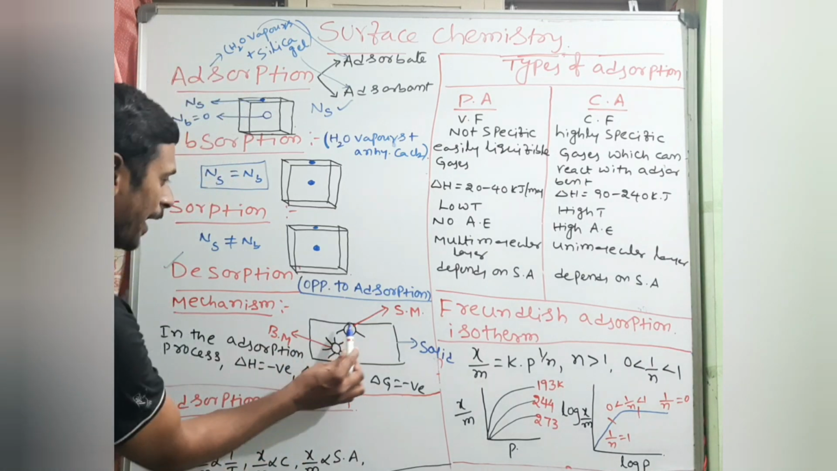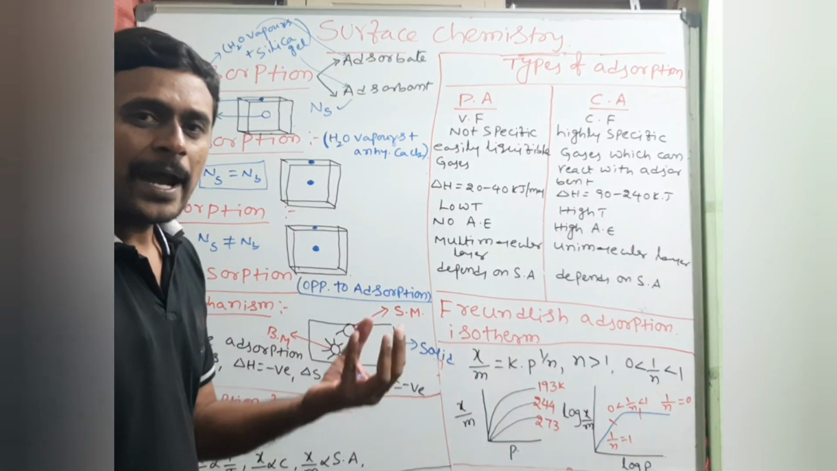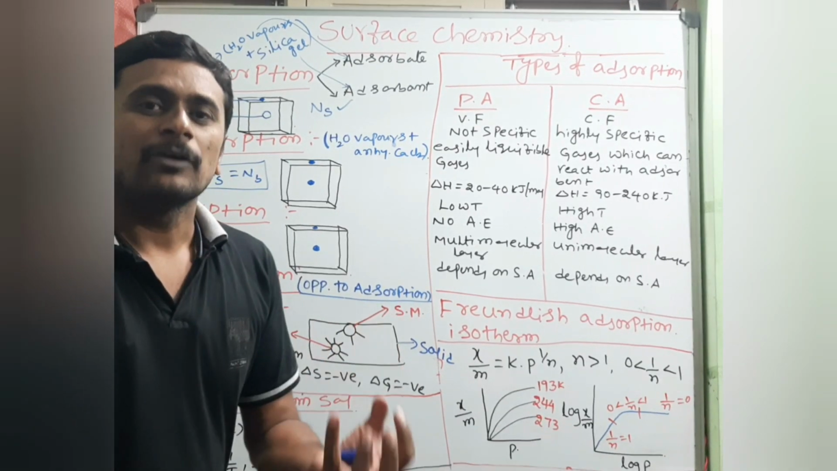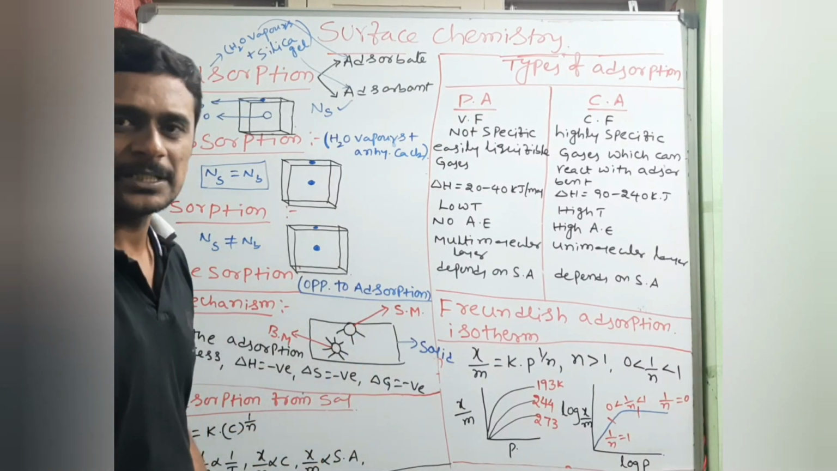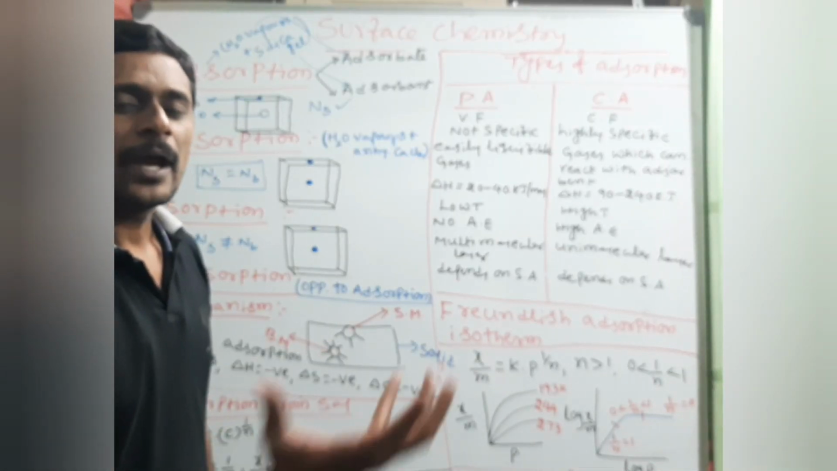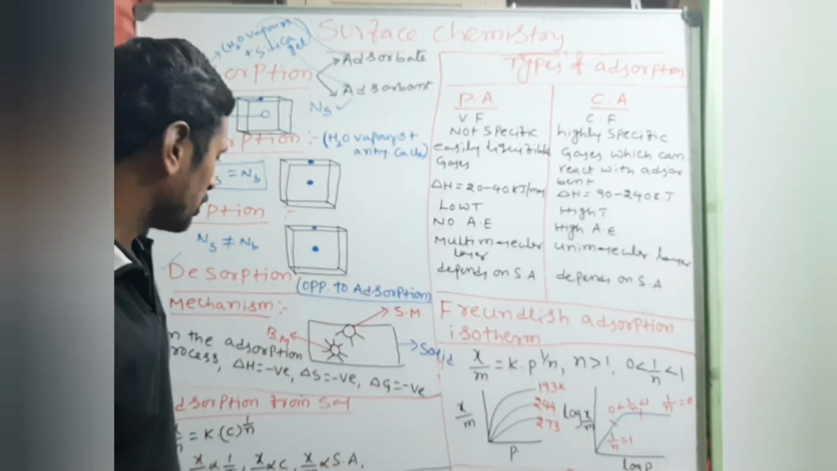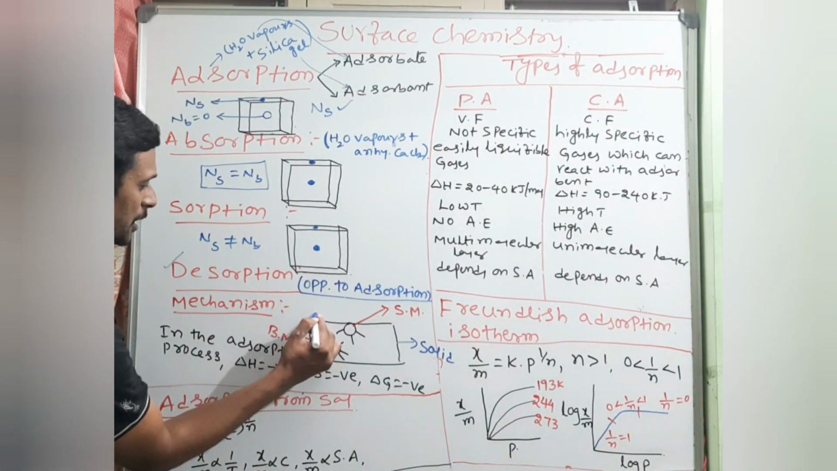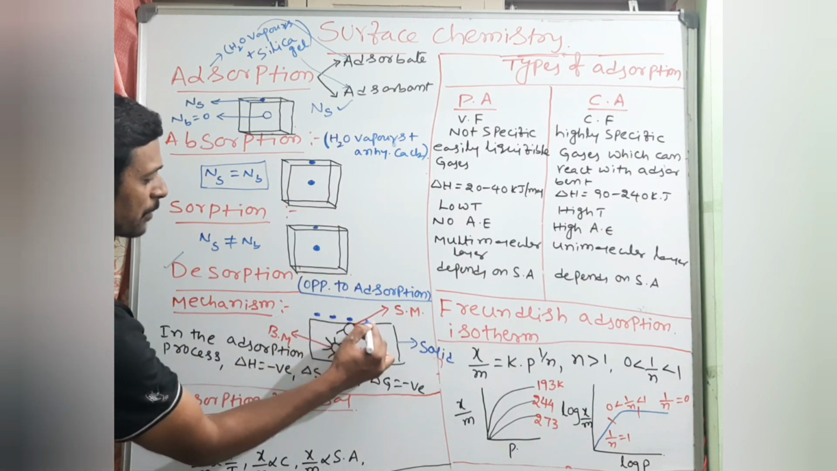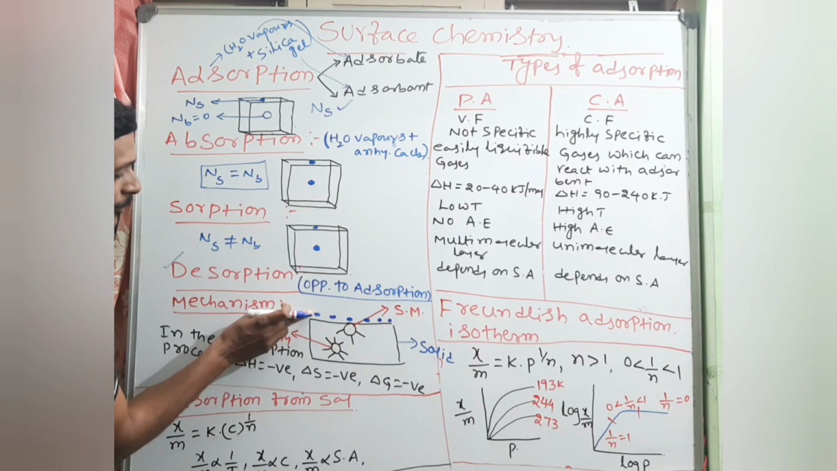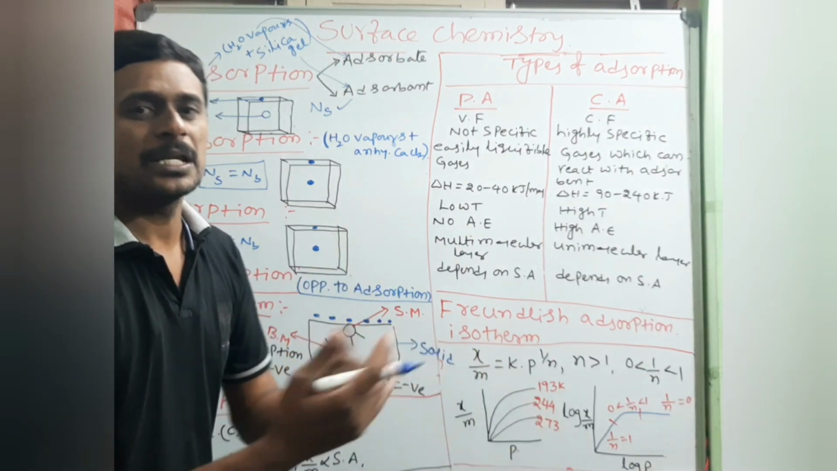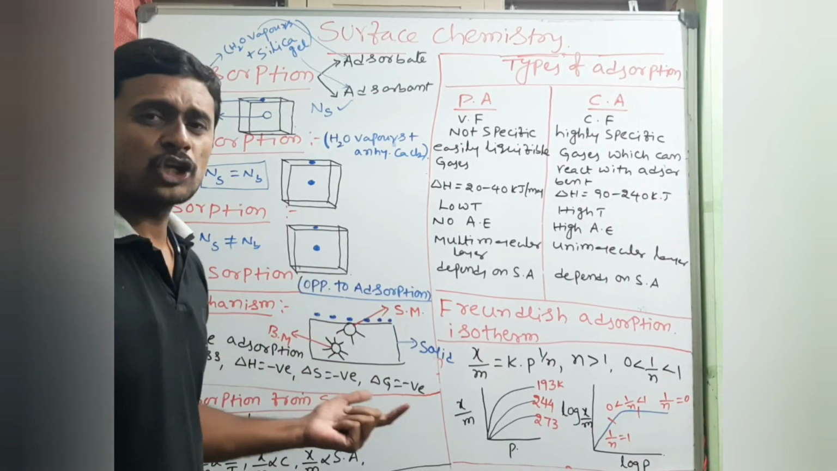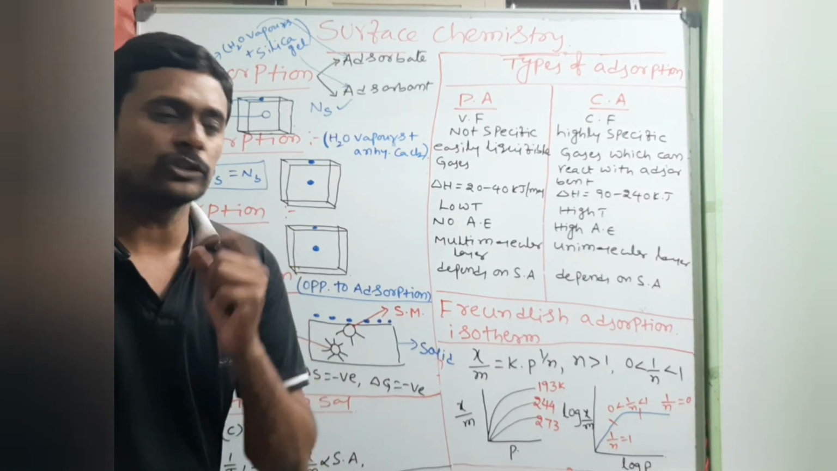So the surface molecule experiences residual forces. Due to these residual forces, the surface molecules are present in an unstable state. That's why it attracts the surrounding molecules. Whenever these adsorbate particles are adsorbed over the surface, some energy is released. That's why the adsorption process is always an exothermic process.